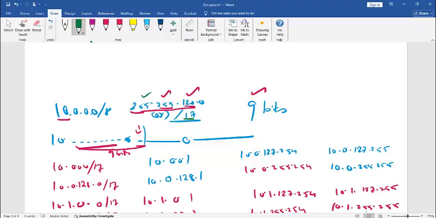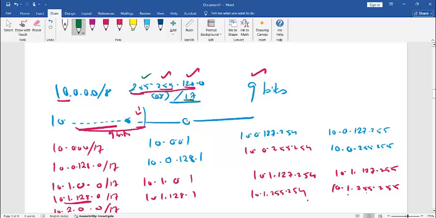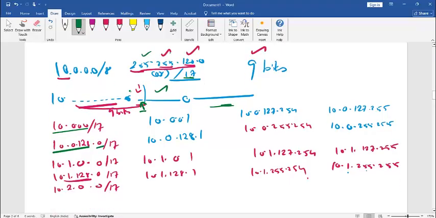Now you carefully listen. This is the critical part. Because you are giving from here, what is the increment value? 128. You see the first network is 10.0.0.0. Second network is 10.0.128.0. Why in the third octet? Because third octet is 128. Not in the fourth octet. So fourth octet should be 0 only.